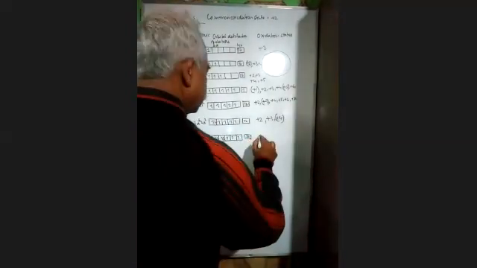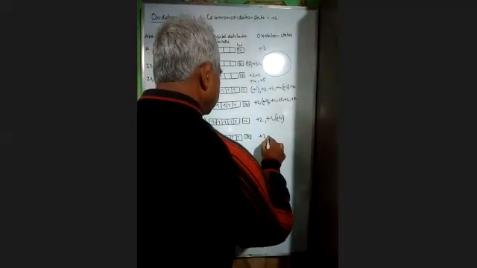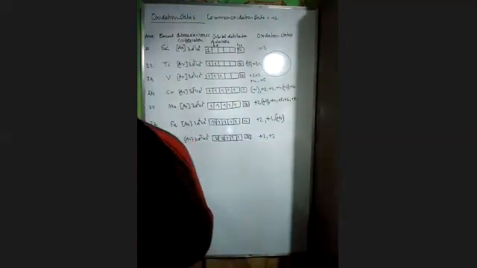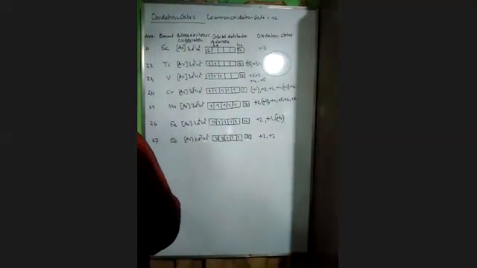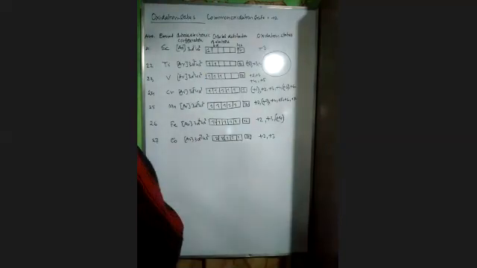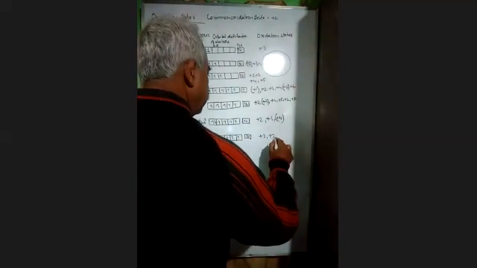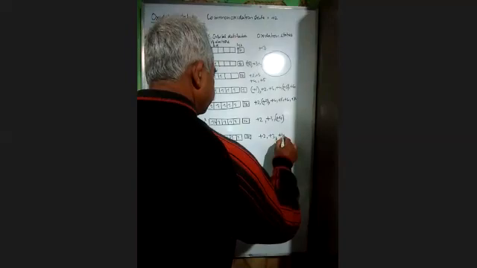Cobalt shows an oxidation state of +2 and +3. Okay? You'll find in your textbook +4 is given, but it's very rare.